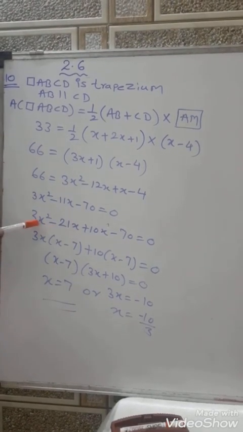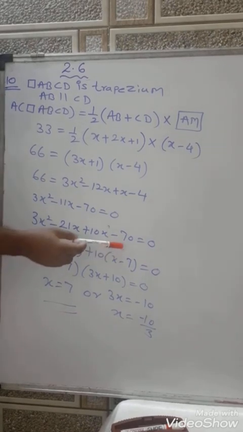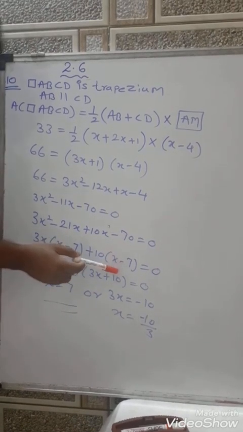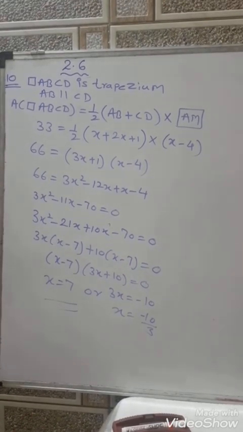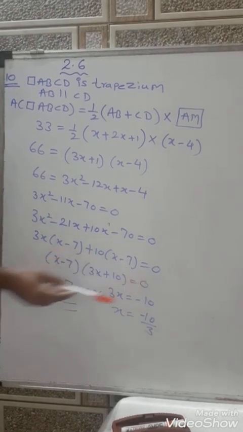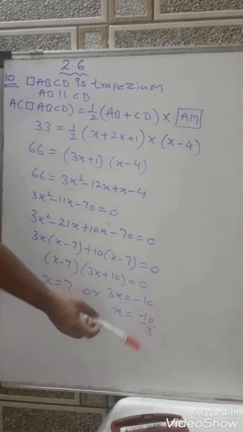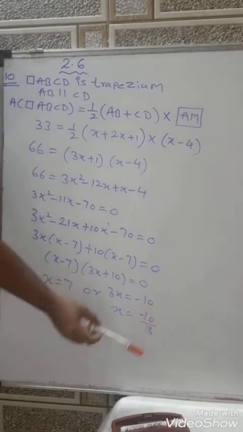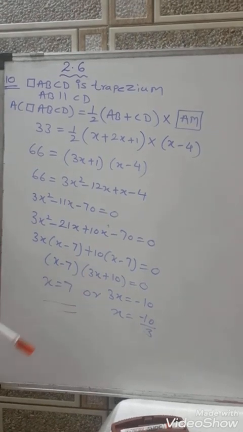So here we remove 3x as common, so we get x minus 7. Here we remove 10 as common, so we get x minus 7. X minus 7 is the common bracket that you use, and 3x plus 10 is the remaining one. So x equals 7 and x equals minus 10 upon 3. Length is never negative, so your final answer is x equals 7.